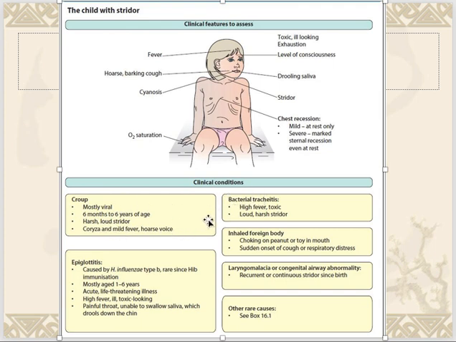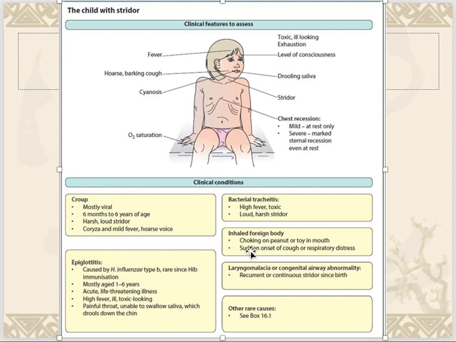This one has low grade fever, this one has high grade fever. The child in croup is not so toxic looking, here they are toxic looking. So this one, of course, is bacterial. If you treat it like croup, it will not respond. Why? Because they need antibiotics simply. So this is about bacterial tracheitis.